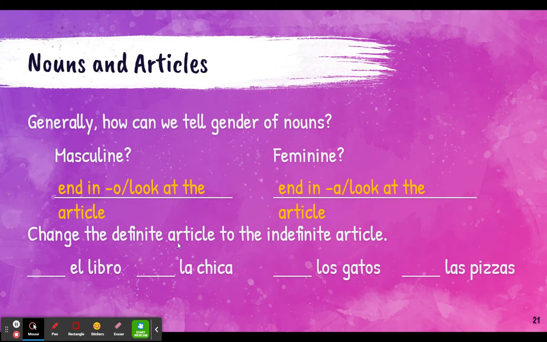So let's change these nouns from the definite article to the indefinite article. So el libro would become un libro. La chica would be una chica. Los gatos would be unos gatos. And las pizzas would be unas pizzas.